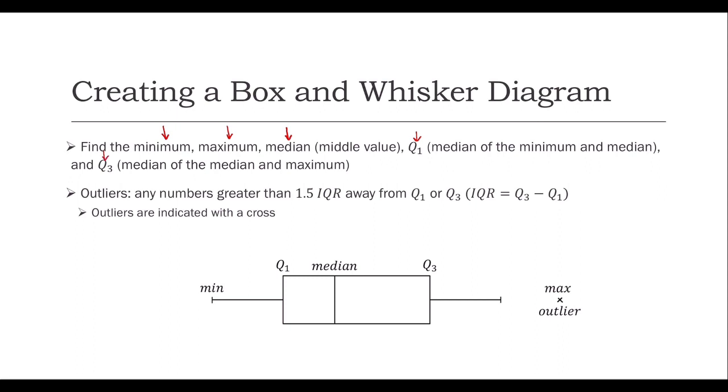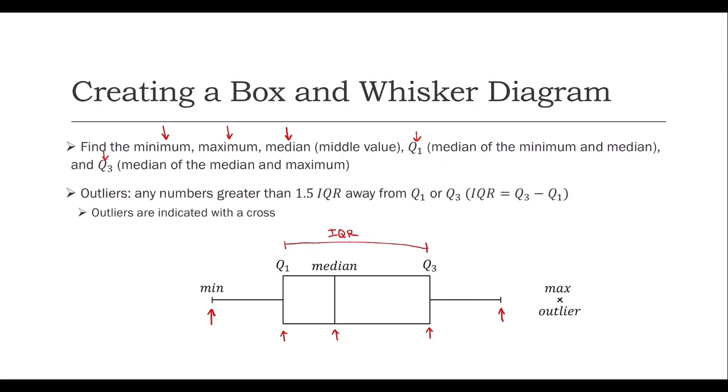From that, you would draw your minimum, your maximum, your Q1, Q3, and median. And then you would create a box around this middle part. And this here is your IQR, your interquartile range.